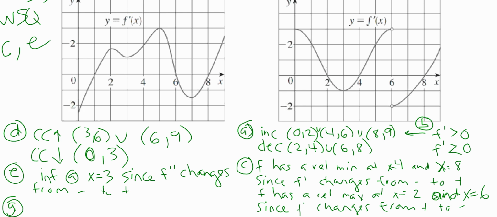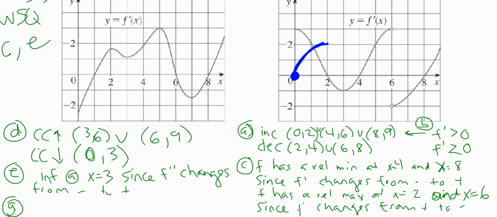Oh, I forgot part F. I went from E to G. There we go. That would help me answer my question. All right, so part F says, assuming that f of 0 equals 0, sketch a graph. So from 0 to 2, I'm increasing, and I'm concave down like a frown. So maybe it would look something like this.